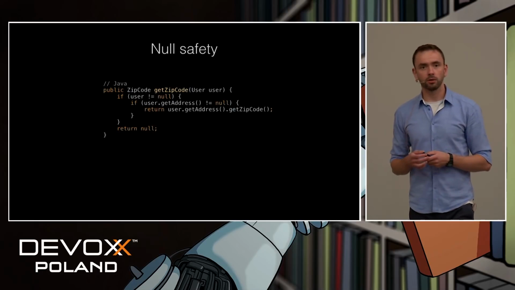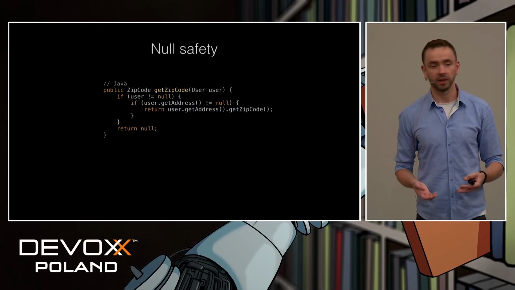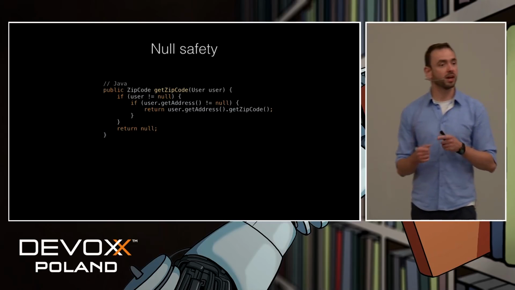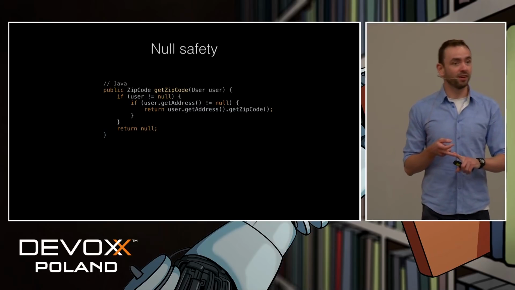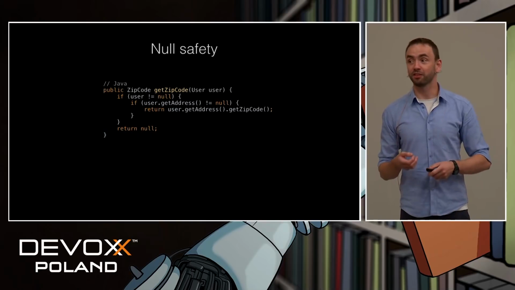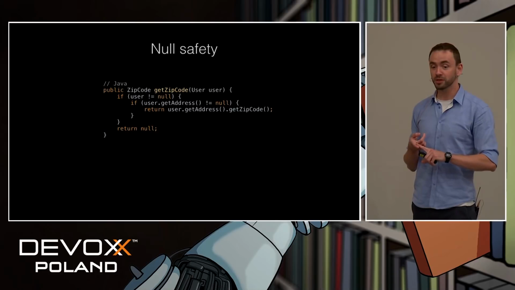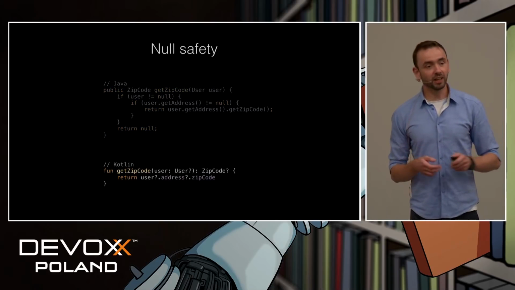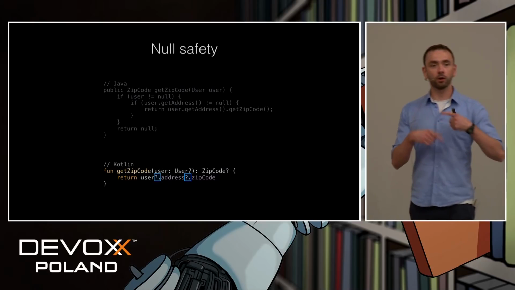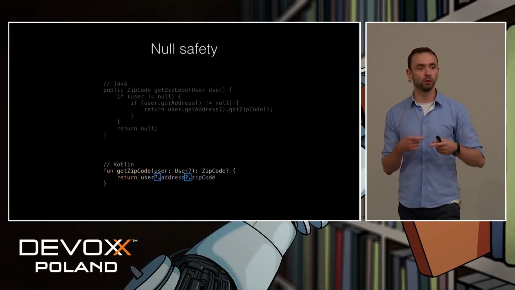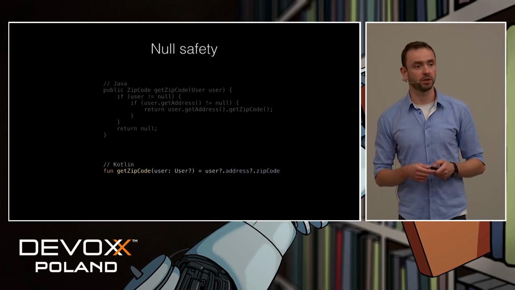And of course, in real-world projects, the situation is always much more complicated, like this one. User has address, and address has a zip code. So what's the standard way of doing this in Java? Well, either nested if blocks, like here, or maybe some try-catch. I'm not sure which one is worse. In Kotlin, we can simply chain those operators. And if any of those subsequent values is null, we will simply return null instead. And of course, we can simplify it a bit.